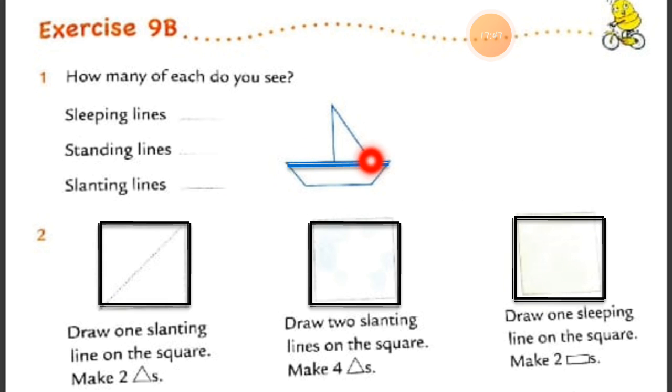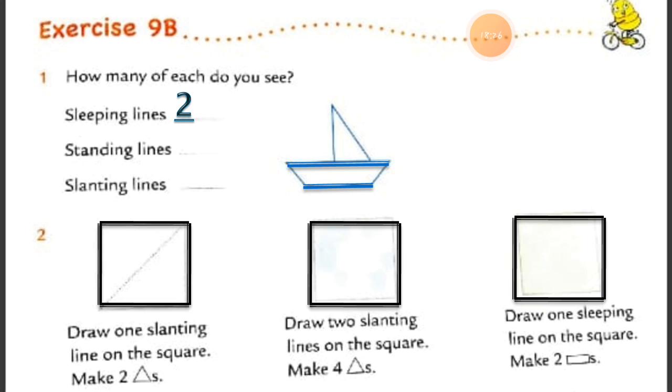So here is sleeping line number 1. Where is the another sleeping line? At the bottom of the ship, of the boat. See this, here is the another sleeping line. Sleeping line number 1, and here the sleeping line number 2. So in total there are 2 sleeping lines given in this boat ship.